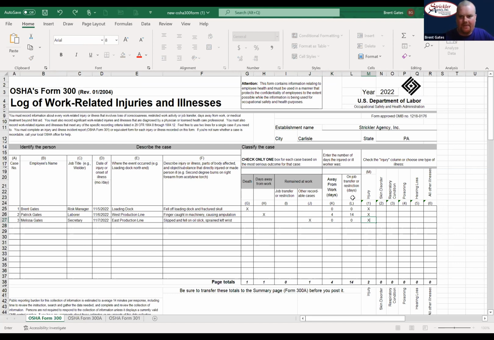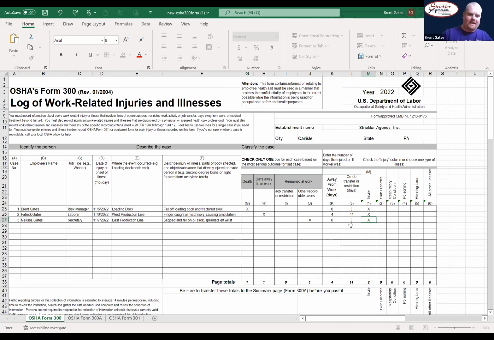Oh, the other thing I did not mention, your days away from work and job transfer restriction. This number is capped at 180 days. So if you add up the 2 of those and it's over 180, make sure that you keep it at 180. So your days away from work would be whatever it is, 150. And then if your job transfer restriction is over 30 at that point, you would just leave that number at 30. OSHA allows us to cap that number at 180, which would be a very large advantage to you if you have somebody who's out of work for quite some time.